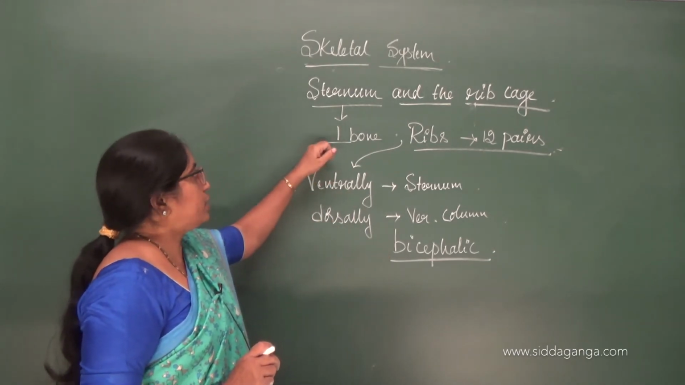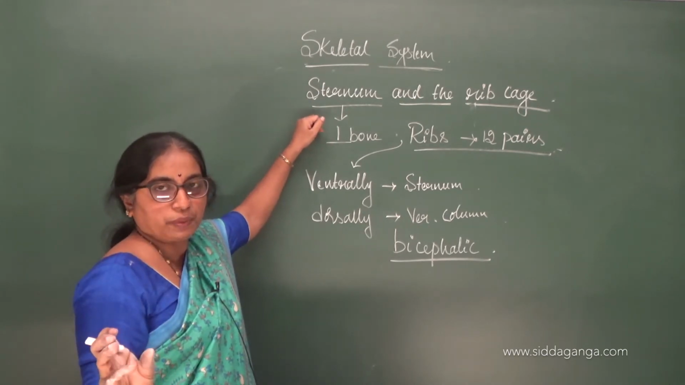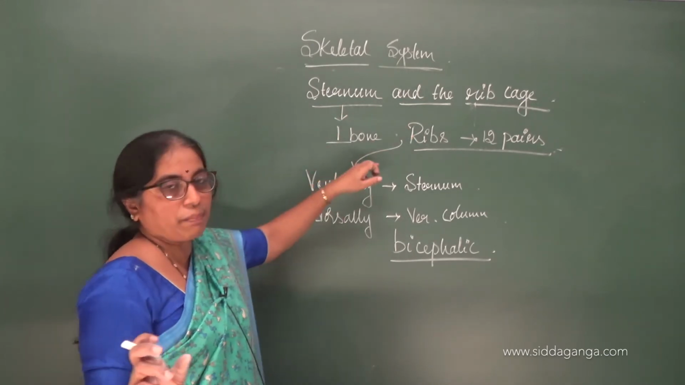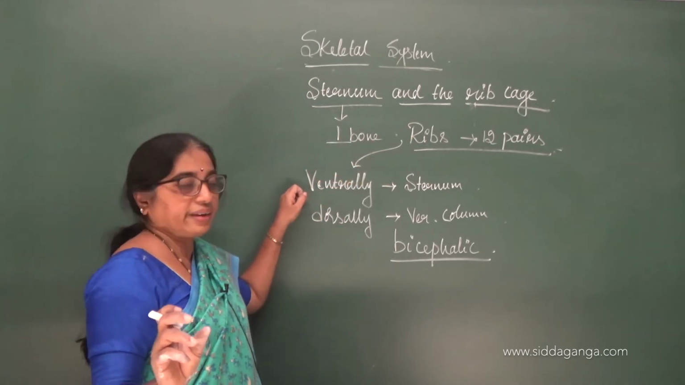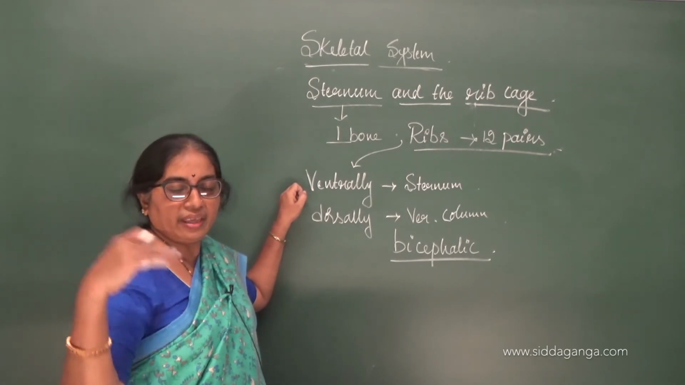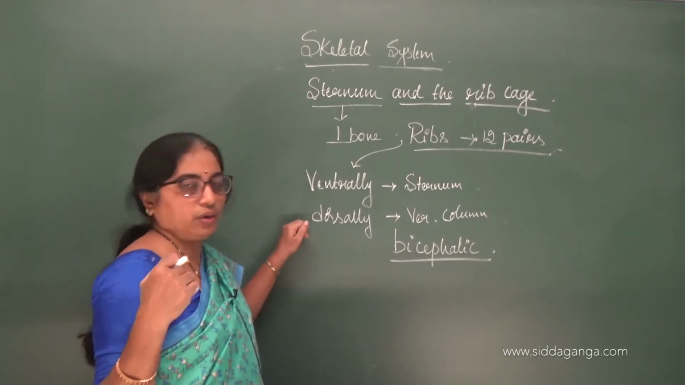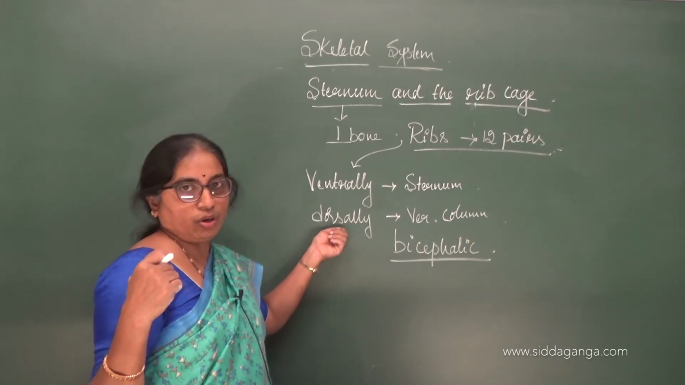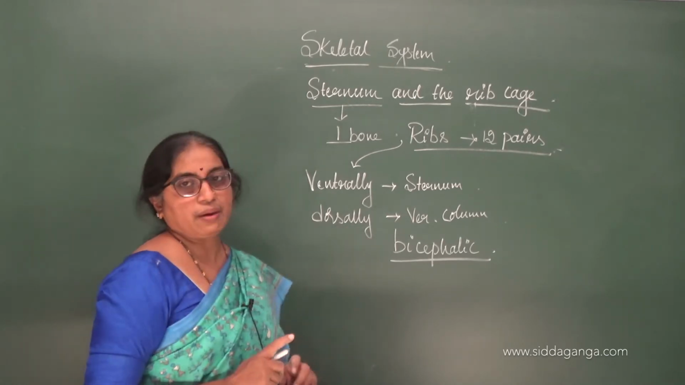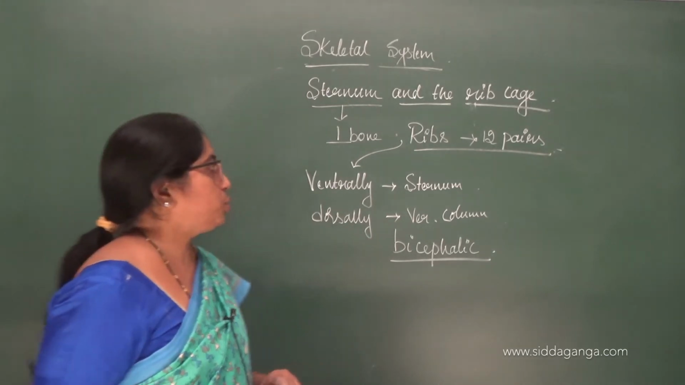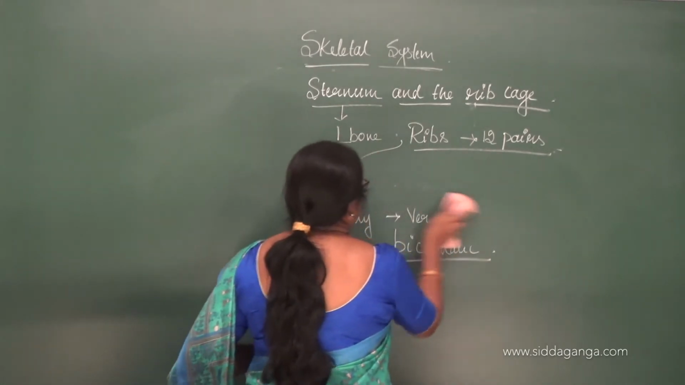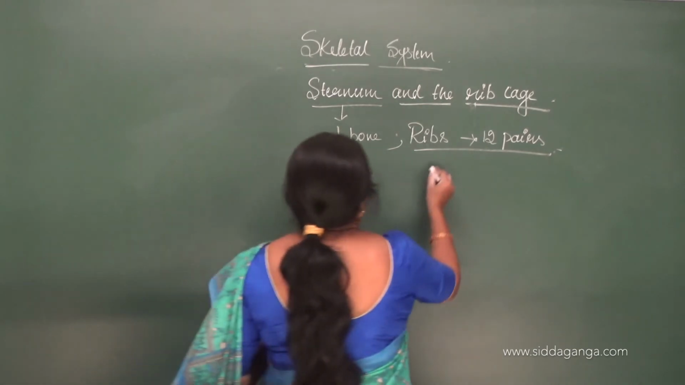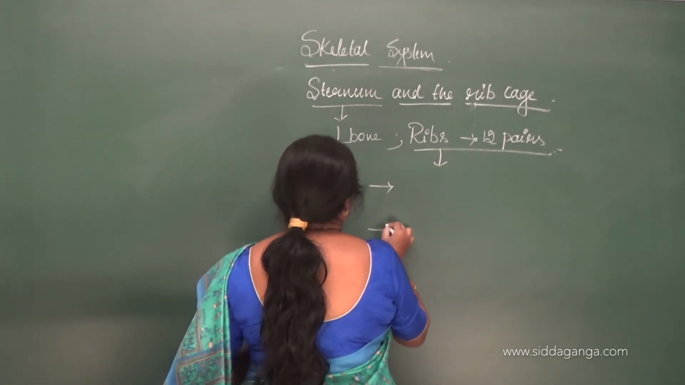So the sternum is the flat bone which is present on the mid-ventral line of the body in the thorax, and the 12 pairs of ribs are attached to the sternum ventrally and dorsally to the vertebral column. At 2 points they are attached dorsally to the vertebral column, therefore the ribs are called bicephalic ribs. So the 12 pairs of ribs are divided into 3 types.